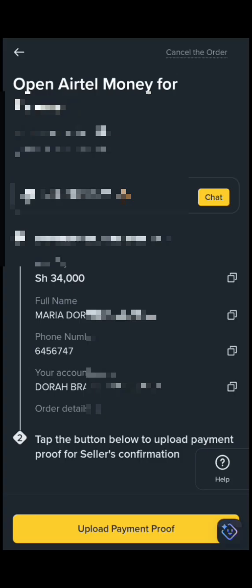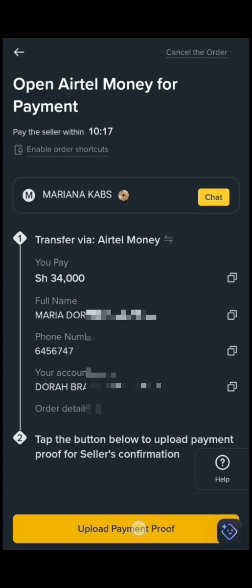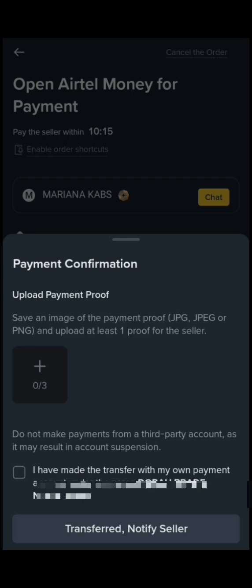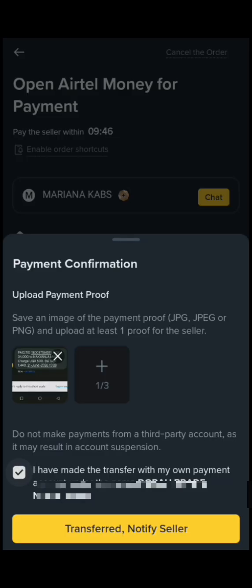Now come right here and then press on upload payment proof, and then press right here to upload the image. Here, after uploading the image, I have to tick this one. I have made the transfer with my own payment account under the name of this one. So I'm pressing on transferred, notify the seller. After doing that, make sure that you press on transferred, notify the seller.